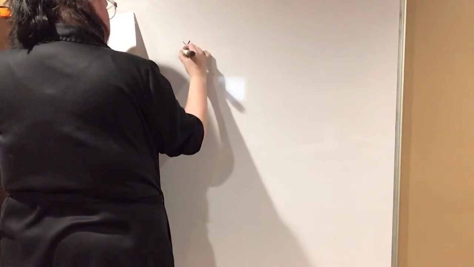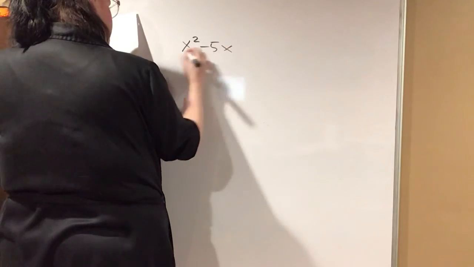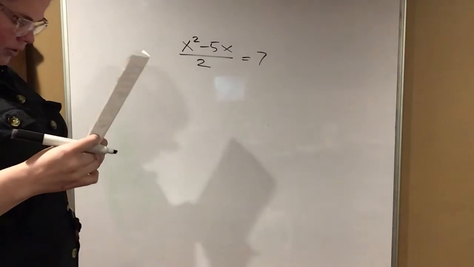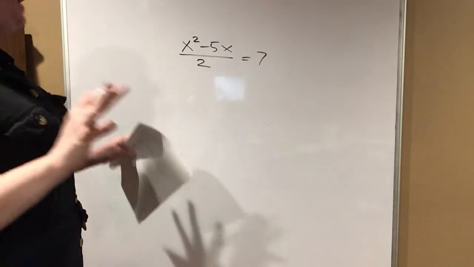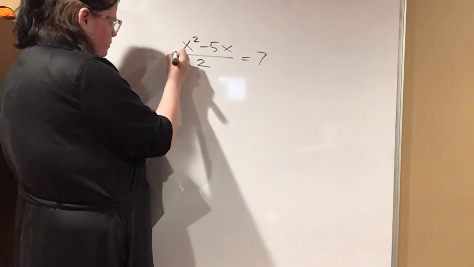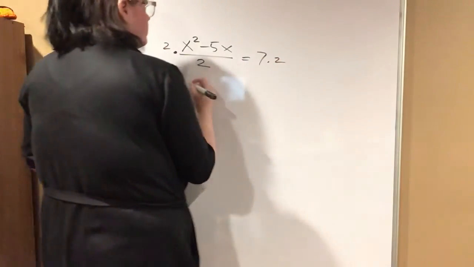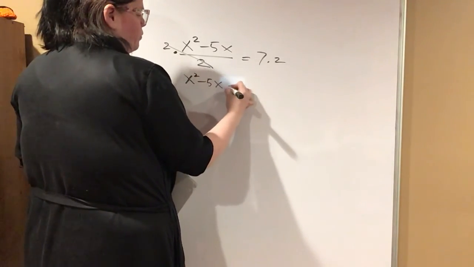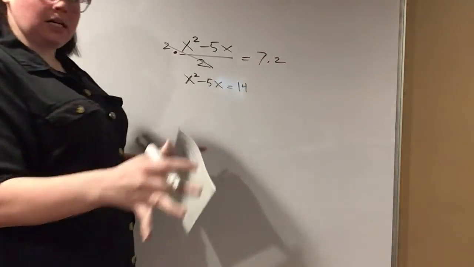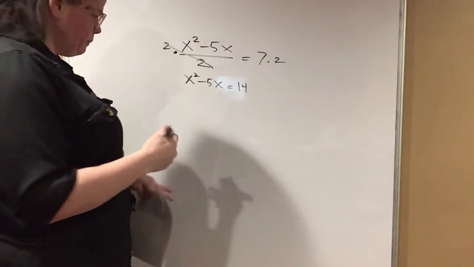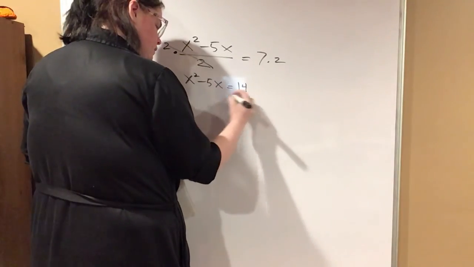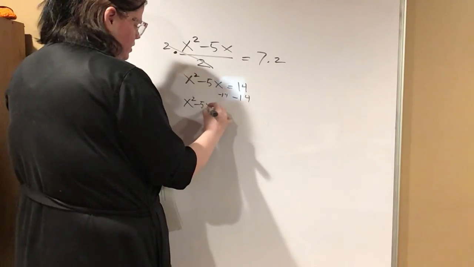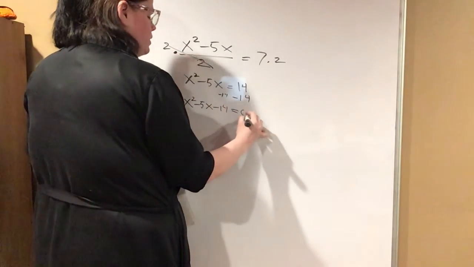So if I'm given x squared minus 5x divided by 2 equals 7. You're probably wondering, oh my gosh, what am I going to do with this? Panicking, it's a fraction. Well, let's get rid of it. Multiply by 2 on both sides. So this goes away, and I get x squared minus 5x equals 14. But we have to get it into that nice quadratic form, so I need to move the 14. So I'm going to minus my 14 from both sides. So I get x squared minus 5x minus 14 equals 0.